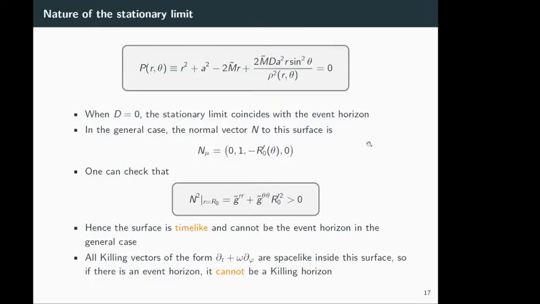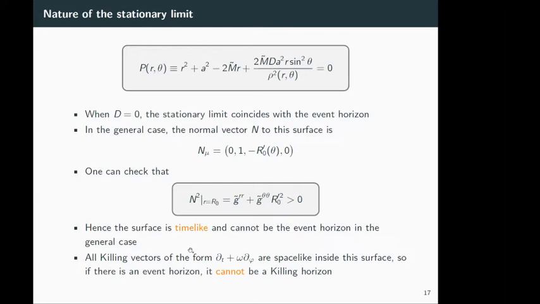The thing is, now we have this. And in the general case, if you take the normal vector to this surface, say you solve this equation and you call the outermost surface r equals r0 of theta, and you take the normal vector and calculate the norm, you find that the surface is actually a time-like surface, meaning you can cross it in both directions. And importantly, it means that it can't be an event horizon, because we need a null surface for that.